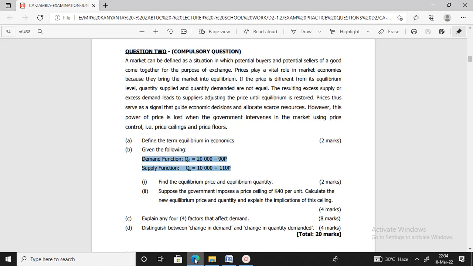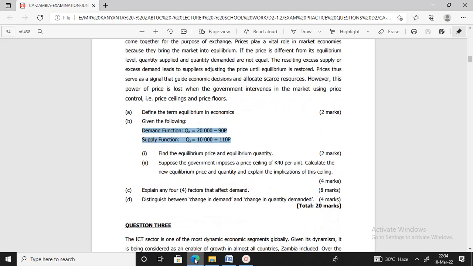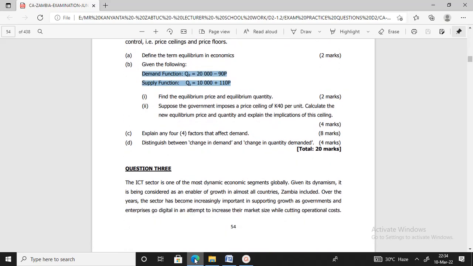But the change in the quantity demanded is what we are referring to as just the movement along the demand curve, and that is caused by the change in the price of a good. That's a very important point to take note. Let's move on to question 3.